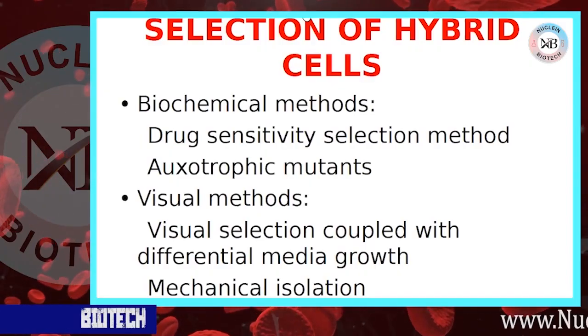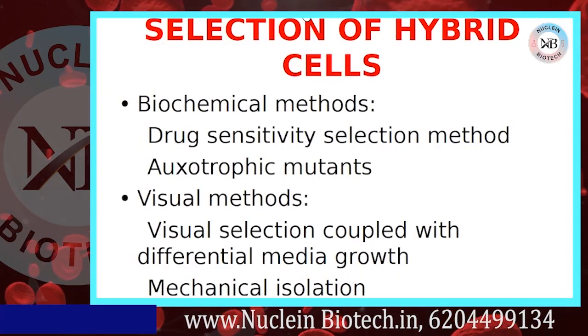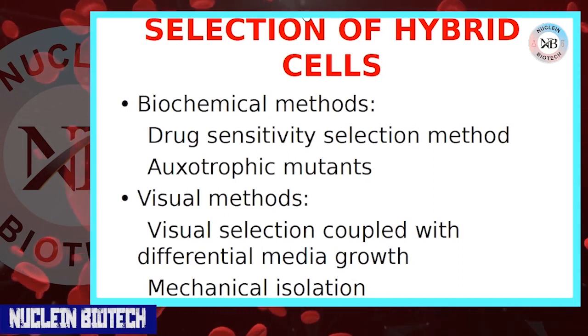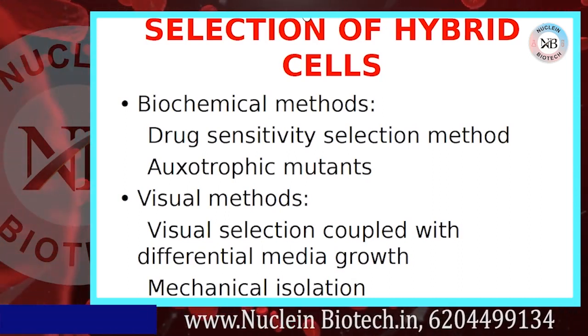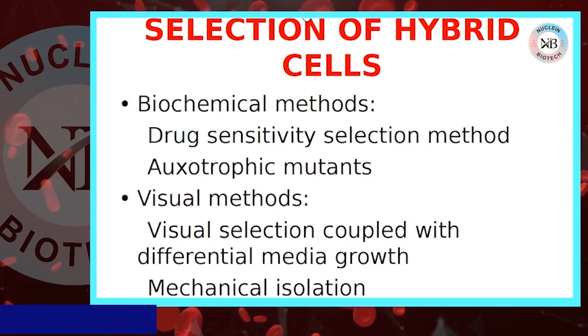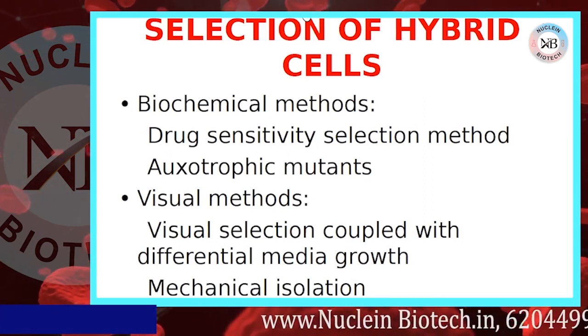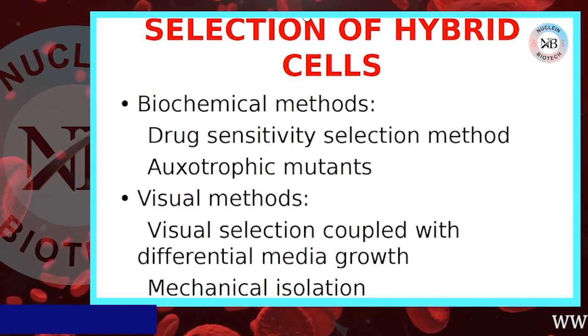So there are two methods for selection of hybrid cells. The first one is the biochemical method, and the second one is the visual method. Now let's discuss them one by one.